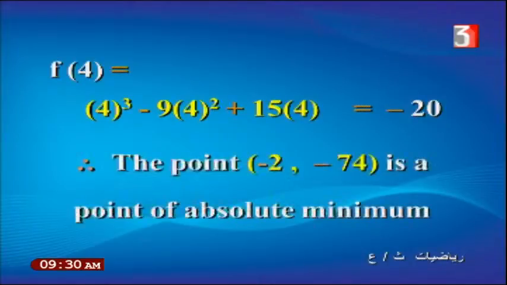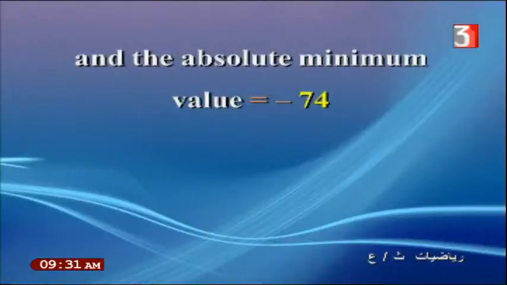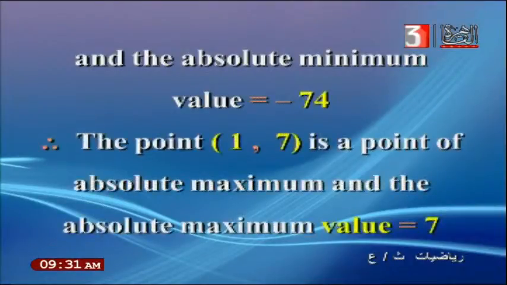Then the point negative 2 and negative 74 is a point of absolute minimum, and the absolute minimum value equals negative 74. But the point 1 and 7 is a point of absolute maximum value, and the absolute maximum value equals 7.